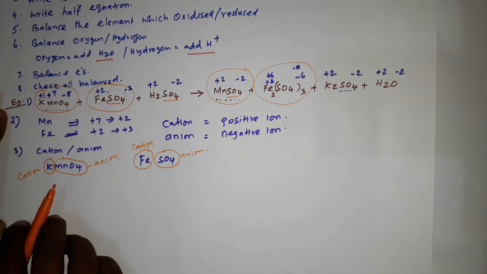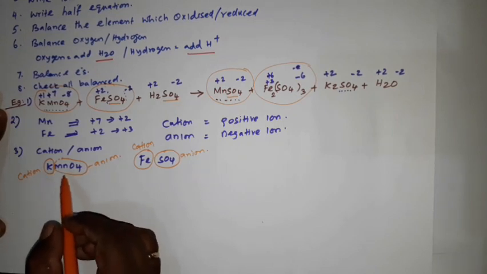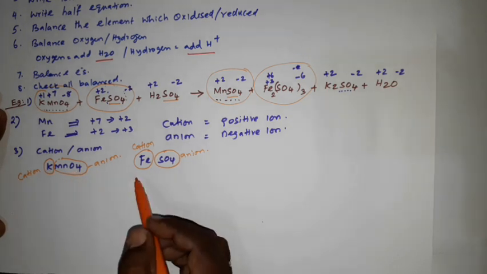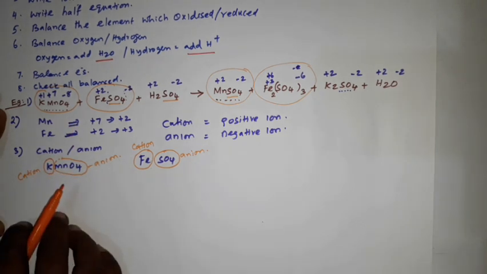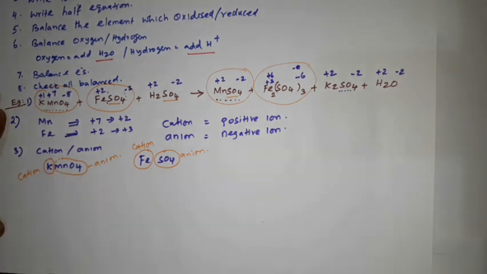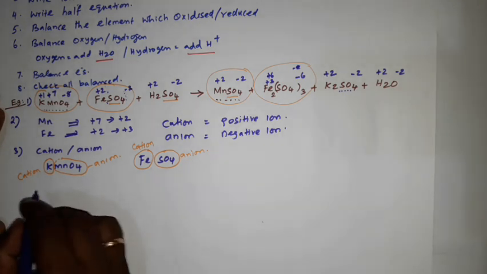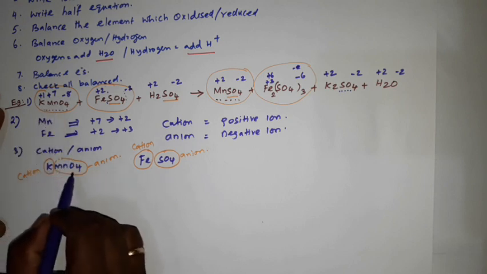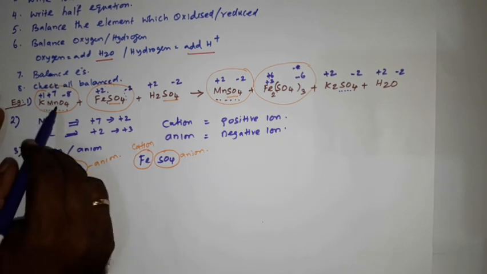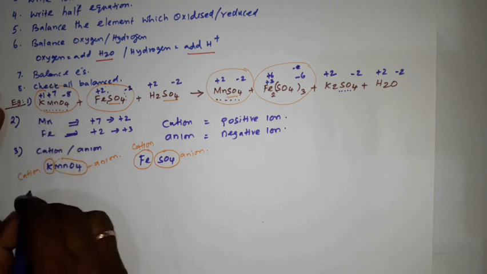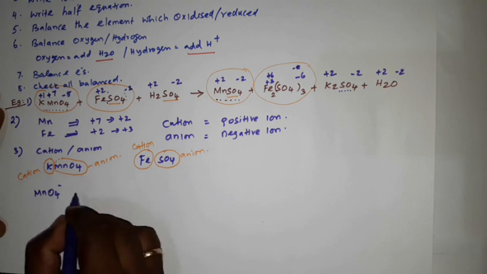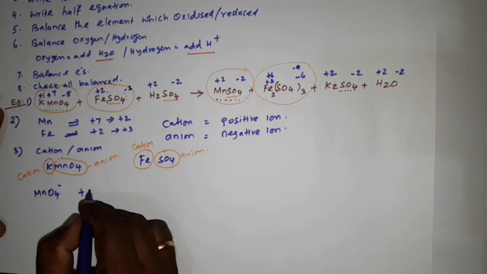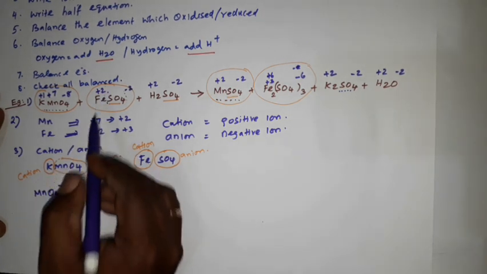Now check whether the anion is oxidized or reduced, or the cation is oxidized or reduced. Now choose those ions and write the equation. So in step 3 we are going to write the ionic equation. Here the anion shows some changes in the oxidation number. So select MnO4 minus, plus here Fe2 plus, where only the cation shows some changes.